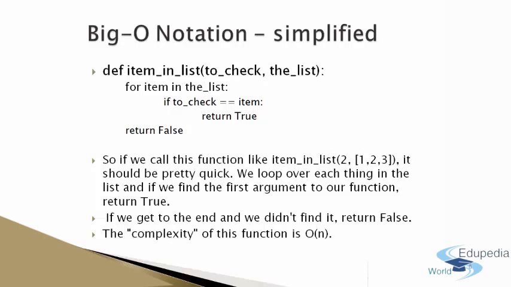Now this list can be an array or an array list or anything else. Okay. So if we call this function item in list by passing 2 and an array which has 1, 2, 3, it should be pretty quick. We loop over each thing in the list and we find out that the first argument to our function returns true. Fine. Now, if we get to the end and we didn't find it, it will give us false. So the complexity of this function is O(n). Why O(n)? Because it has to traverse all the elements to check if this is the element that we want or not.